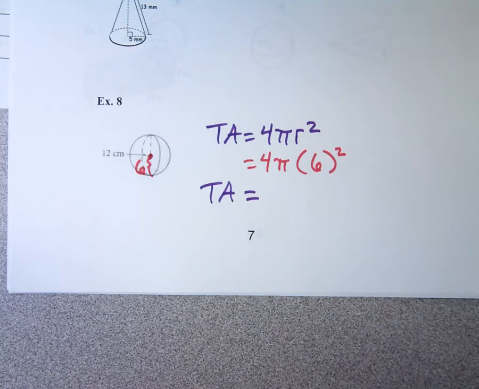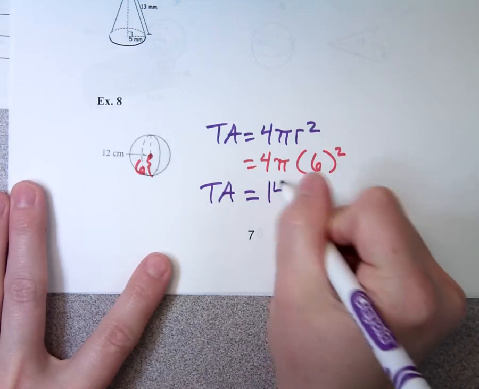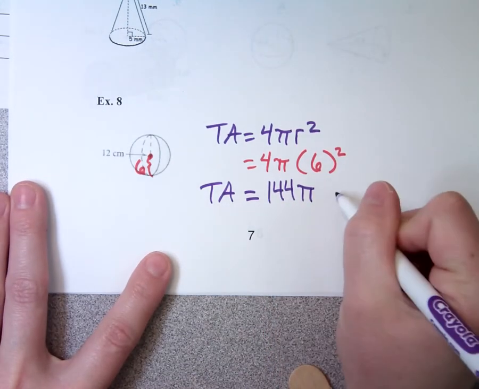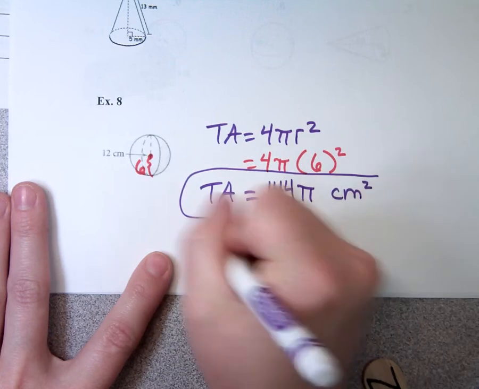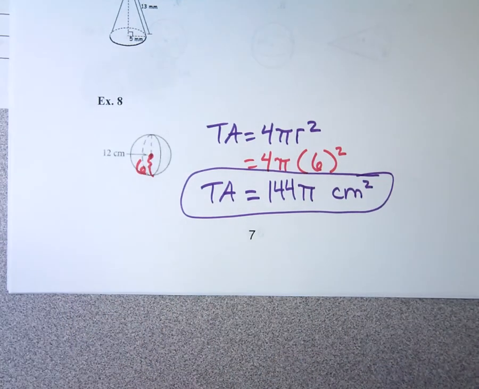Nope. Moving on. Cooper? 144 pi. 144 pi. Sorry for those of you, I keep drawing the same names. Centimeters squared.